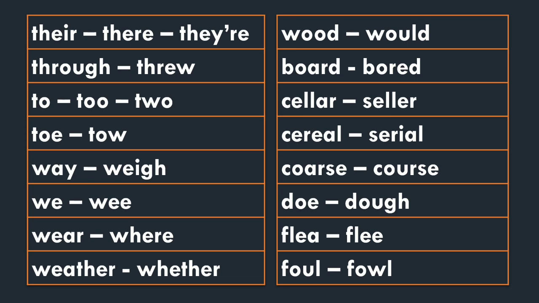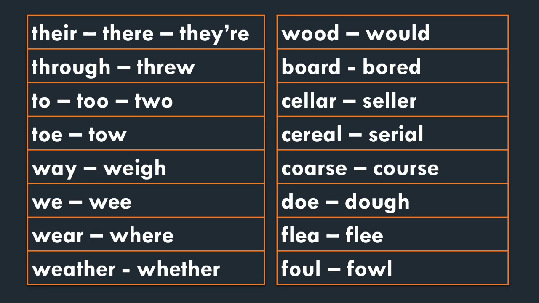Next is coarse and course. Coarse means rough, and course means you take some course, for example a language course or any mathematics course. Doe is the female deer, and dough is the mixture of flour, water, etc., that is made into bread and pastry. Next is flea and flee.